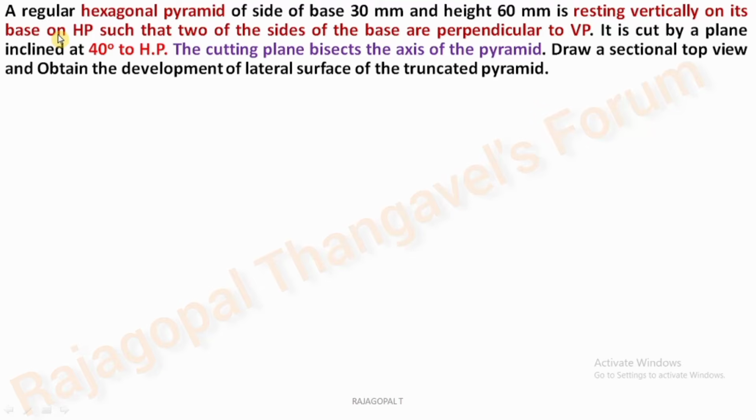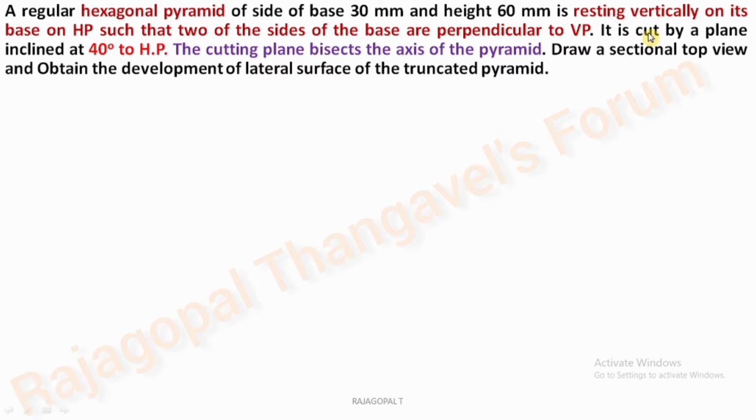Hello students, welcome back. In this session, we will discuss one more development of lateral surface of the truncated hexagonal pyramid. Read the question. A regular hexagonal pyramid of side of base 30 mm and height 60 mm is resting vertically on its base on HP such that two of the sides of the base are perpendicular to VP.